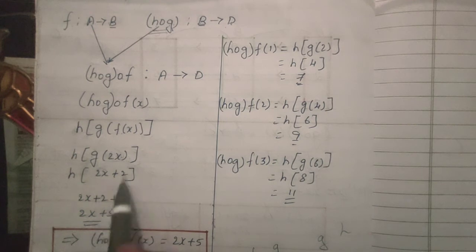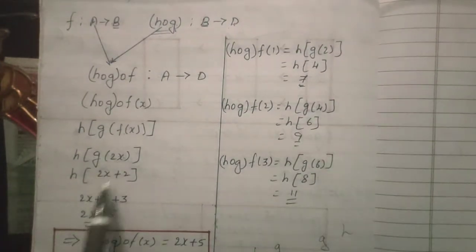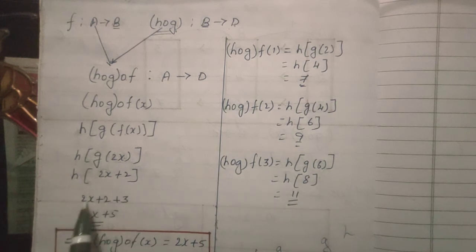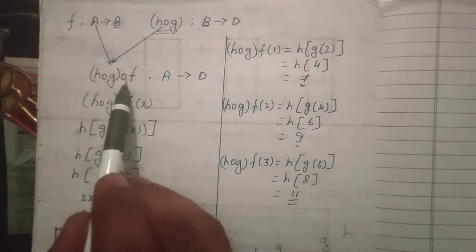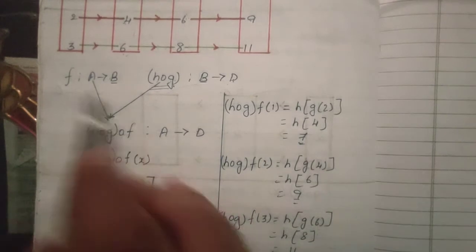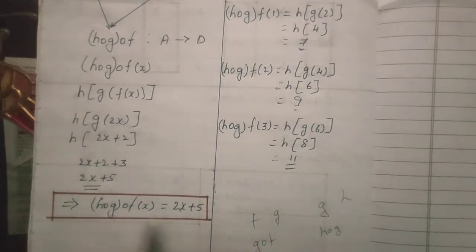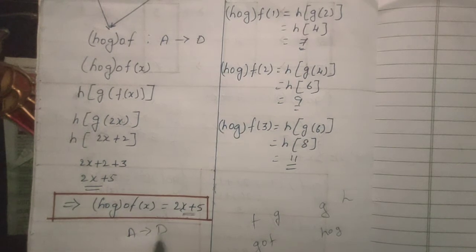Now this entire thing you assume as the input of h. What is the h function? That is x plus 3. So now this entire thing, 2x plus 2, goes into x plus 3: 2x as it is, 2 plus 3, 5. This is my h of g of f. When I combine the f function and the h of g function, ultimately I get the h of g of f function, that is 2x plus 5. This is from A to D.